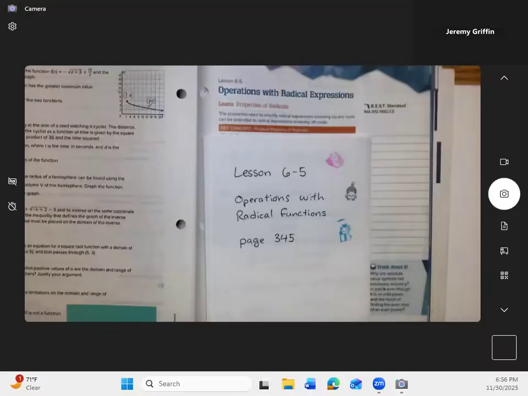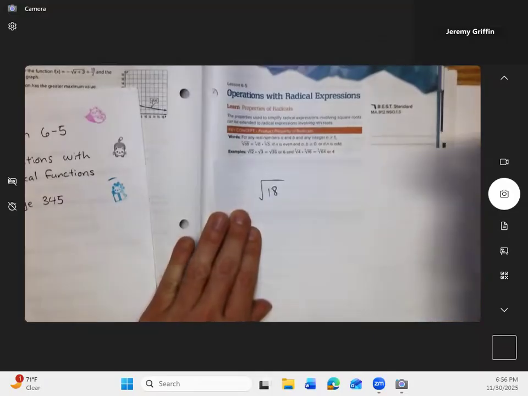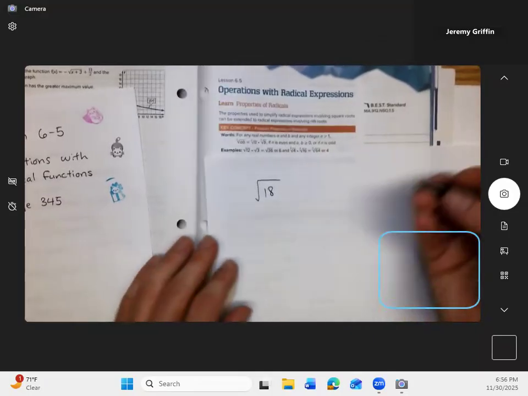Lesson 6.5, operations with radical functions. So radicals, we're talking about roots, maybe square roots, cube roots. I'll do a quick example with you guys of what we're basically talking about. Suppose you want to take the square root of 18. You want to simplify that. How can I write it simplified?